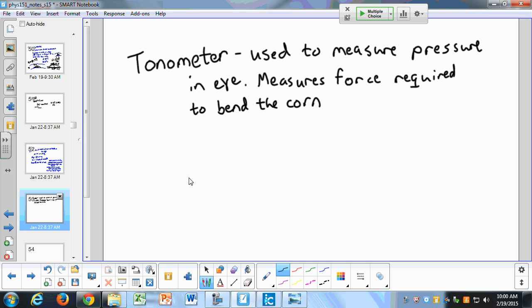I'll bring a tonometer next time, and then we'll take volunteers and I'll measure your intraocular pressure. How's that sound? I have a video. This is actually a veterinarian video where they use a tonometer to measure the pressure on a beagle eye. It's kind of cool, actually. Can I play this? Take this away? Yeah, I'll come back to it.